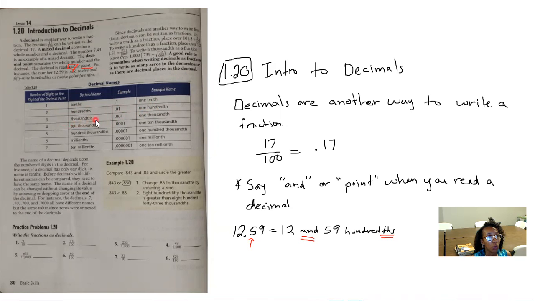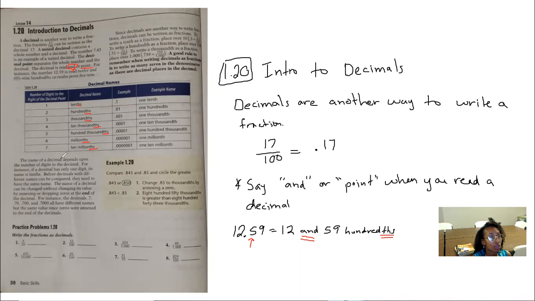And it keeps going. Thousands, ten thousands, hundred thousands, millions, ten millions. But note that each of these has that little lisp behind it all the way on down, okay? And the fact that they don't have a ones. The very first place starts off at tens.